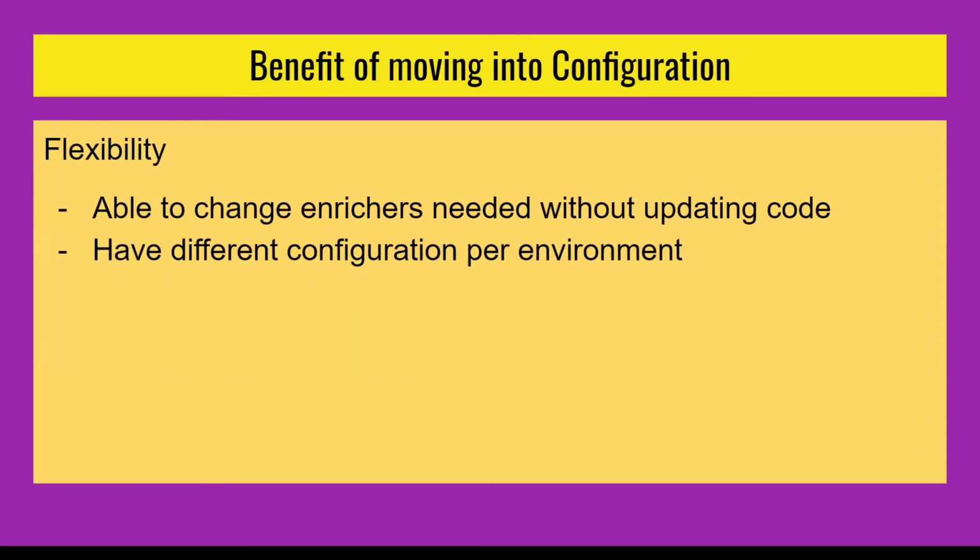Mainly, the benefit of moving into AppSettings.json is the flexibility. So anytime you wish to change or add a new enrich, for example, you're monitoring the memory usage, then you can add the configuration without redeploying your code. Also, you can set up different configuration per environment. Like for development, you can set the minimum level to information or debug. Then in production, you can just set to error or warnings.